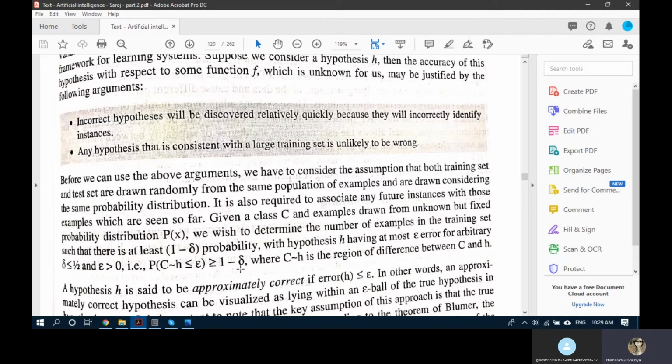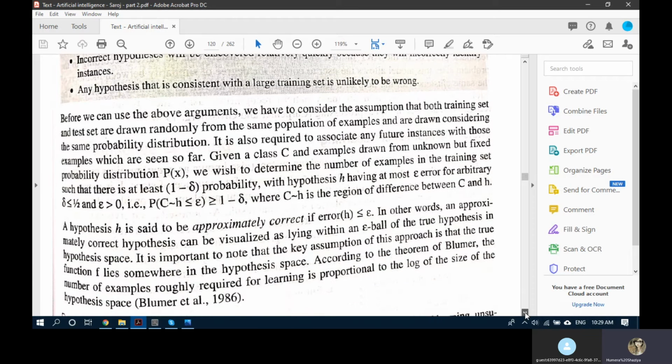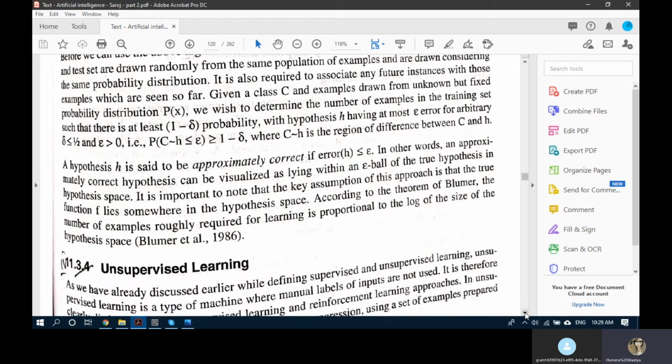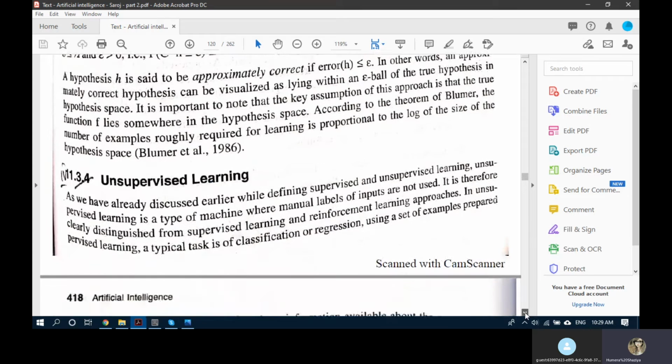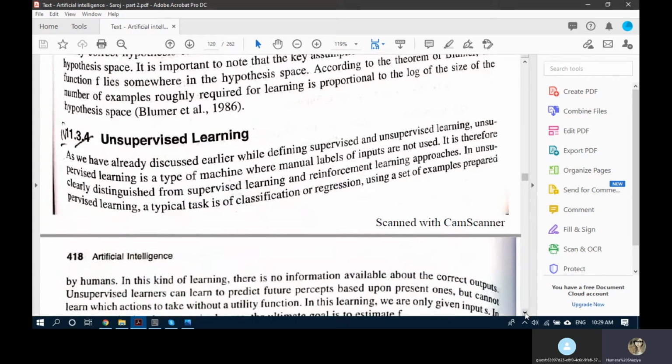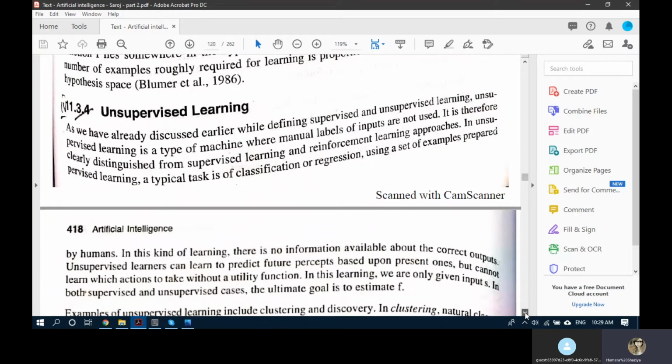where C minus H is the region of difference between C and H. C is a class. Class means the actual output value, and H is the predicted output value. So the difference between them must be minimized, must be minimal as much as possible. That is the probably approximately correct learning concept.